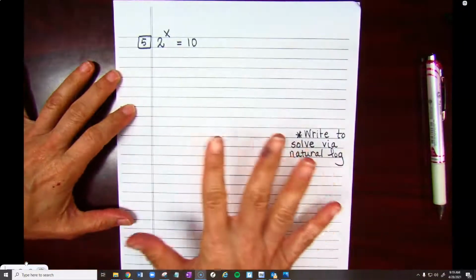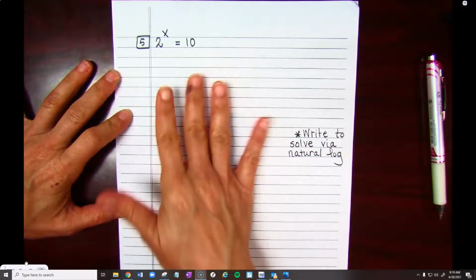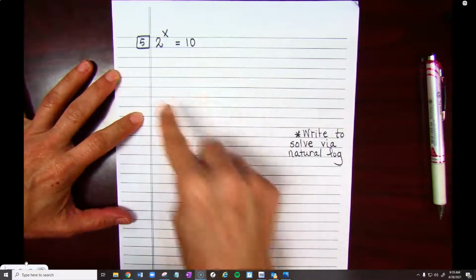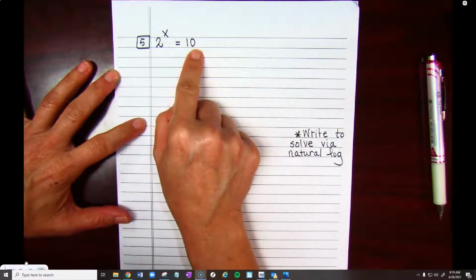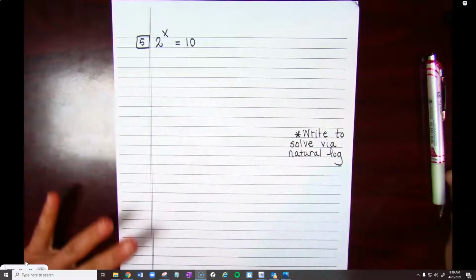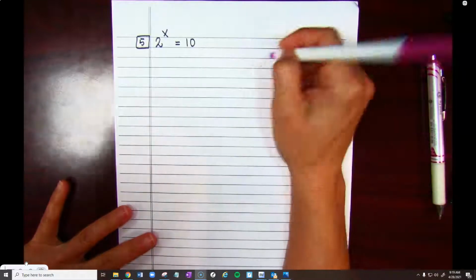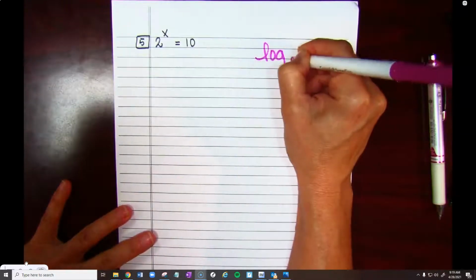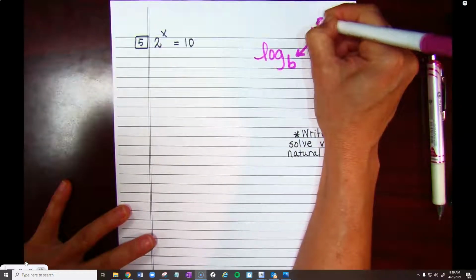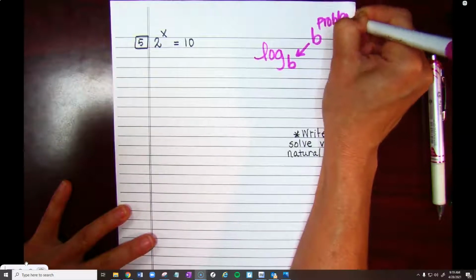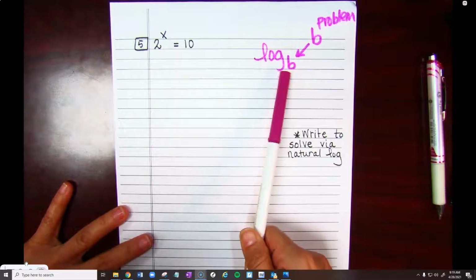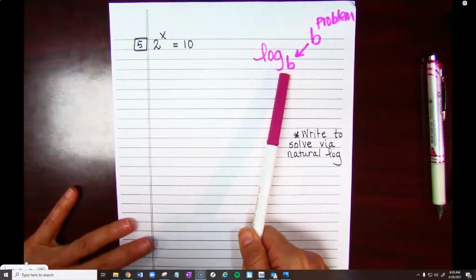All right, so now we're going to start solving things without the word log. If it doesn't have the word log, then we need to check to see if we can write it as the same base. I could not make 10 a base of 2, so I'm going to have to take a log. So you're going to have a log of whatever base is in the problem. So I have a base of 2, then my base is going to be 2 when I take the log.